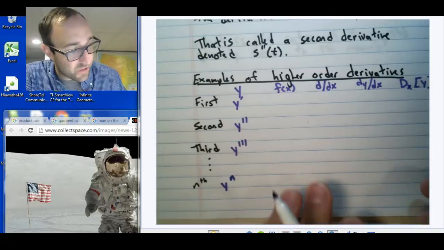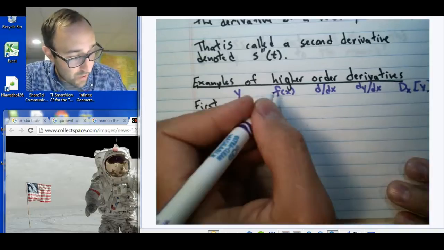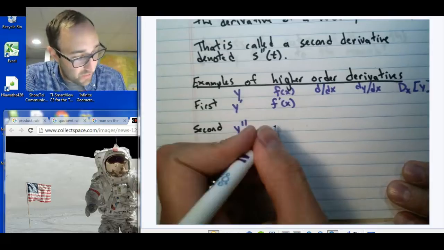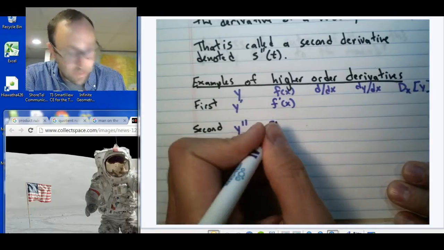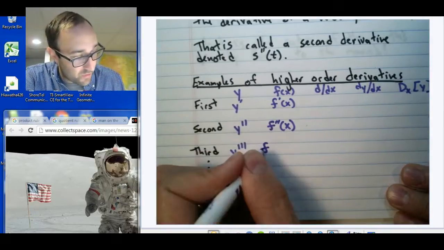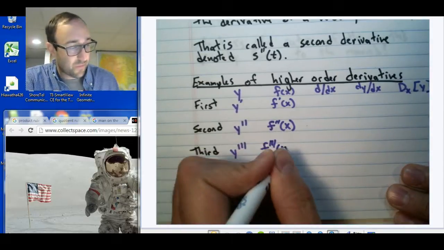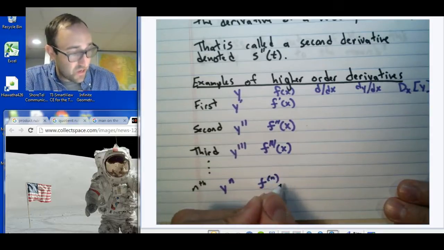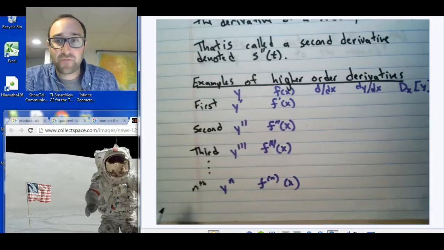Okay, so if it's a function, f of x, we'd say f prime of x. The second derivative is f double prime of x. Third derivative, f triple prime of x. And then we just say that's f to the nth of x. This doesn't come up very often, but just as a hint.